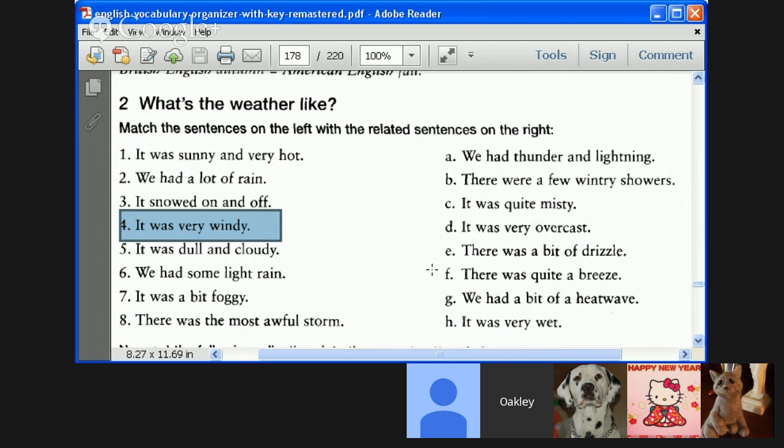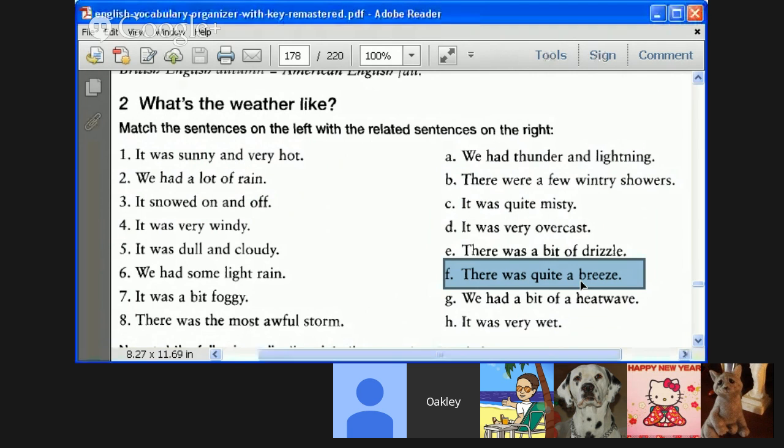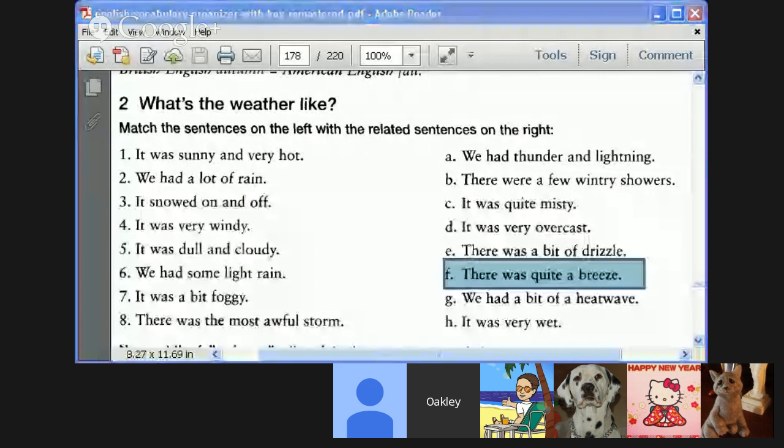There was quite a bit. No, it was quite misty. No, I think you had it right the first time. Okay, there was quite a breeze. Quite a breeze. No, not breeze, breezy. There is a word breezy. It's very breezy. This is the adjective. Very breezy today. Okay.